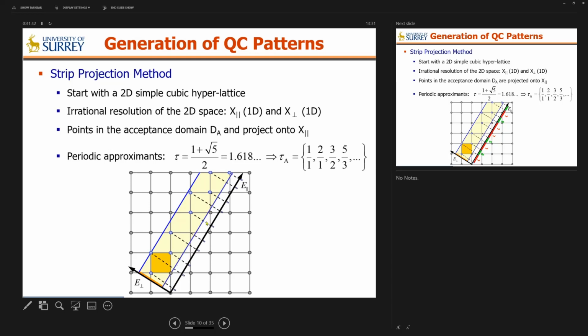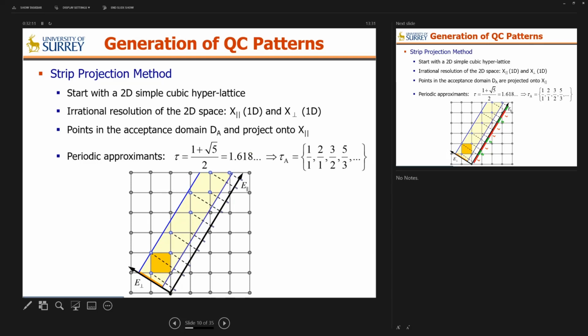So I go on doing that, and then I look at the pattern generated along this line. And that pattern will provide me an example of a one-dimensional quasi-periodic point pattern. In this case, it would be simply the famous Fibonacci set, right? But this is a general methodology. And not only that, but I can create periodic approximants to this pattern. How do I do that?